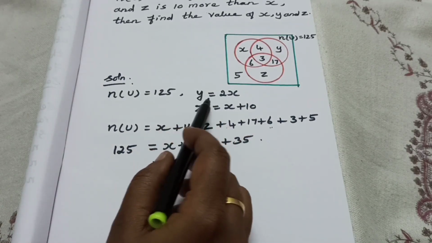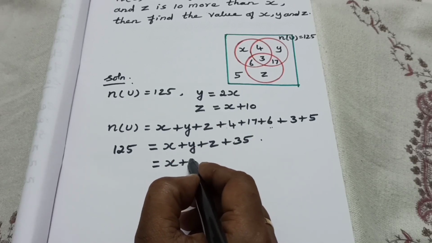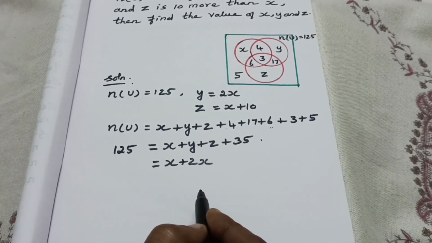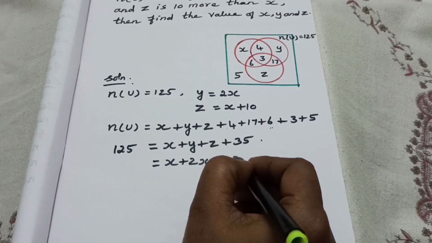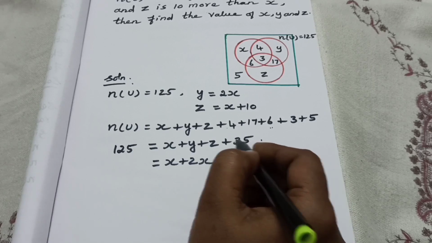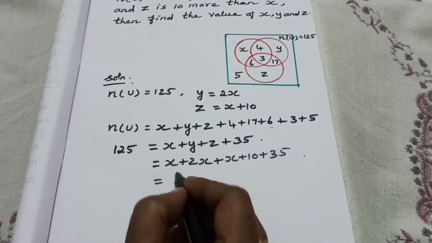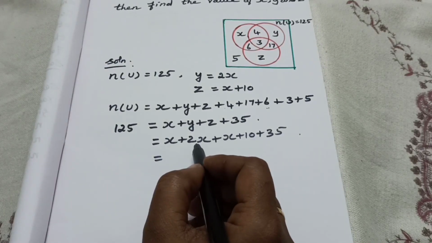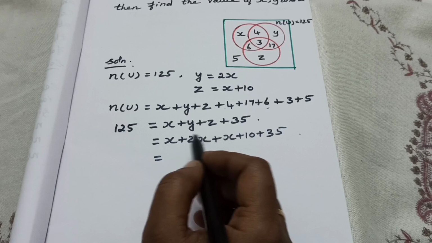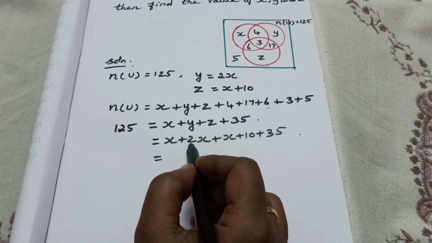Then y is equal to what is given? 2x is given. Instead of y we have to write 2x. Okay. Then in z's place we have to substitute x plus 10. Okay. Plus this 35. Then here everything is x, like terms, isn't it? x plus 2x plus 1x. That means 1 plus 2 is 3.